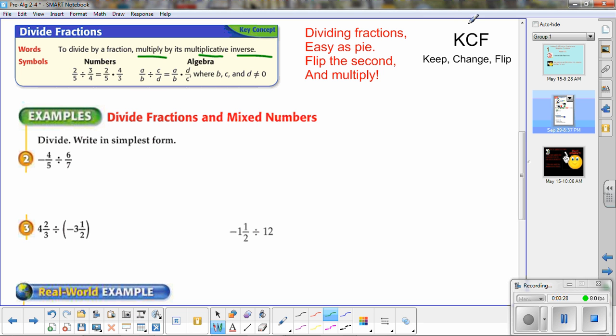Another way that we've come across that's helped kids remember how to do this is KCF, not to be confused with Kentucky Fried Chicken. KCF stands for keep, change, flip. Keep the first fraction exactly as it is, change the division to a multiplication, and flip the second fraction to its multiplicative inverse.